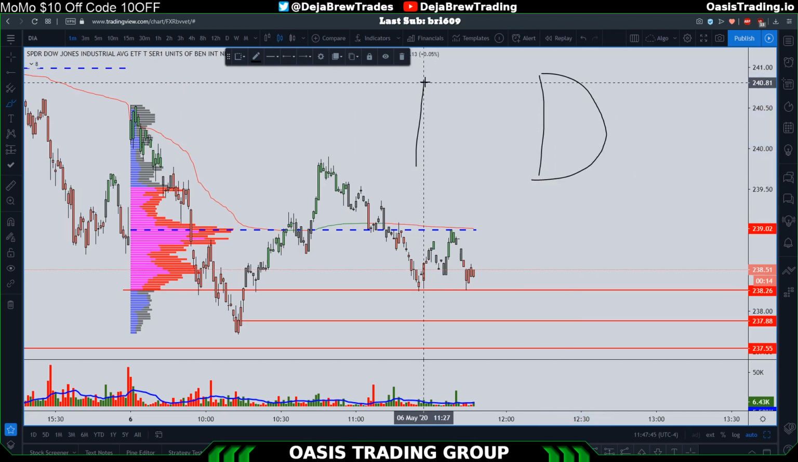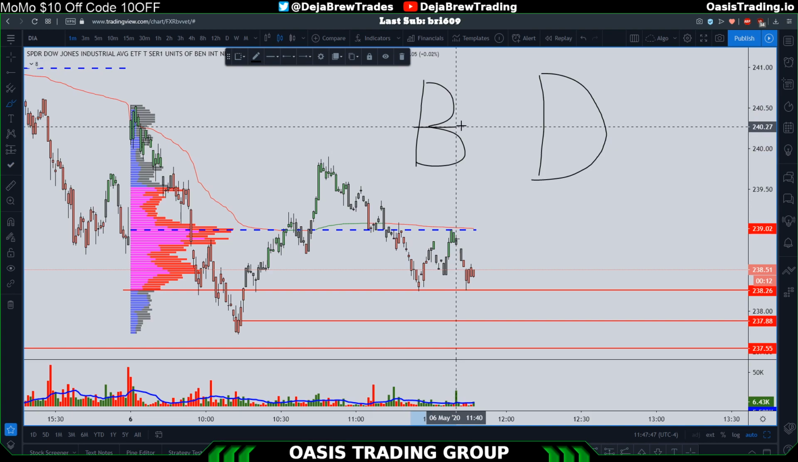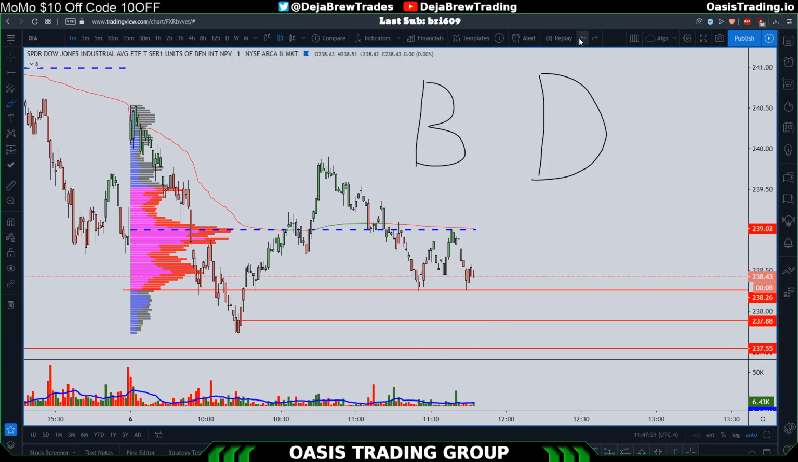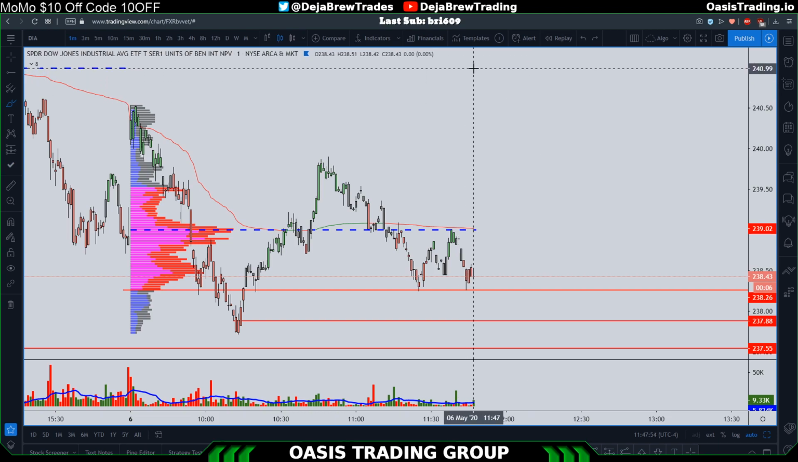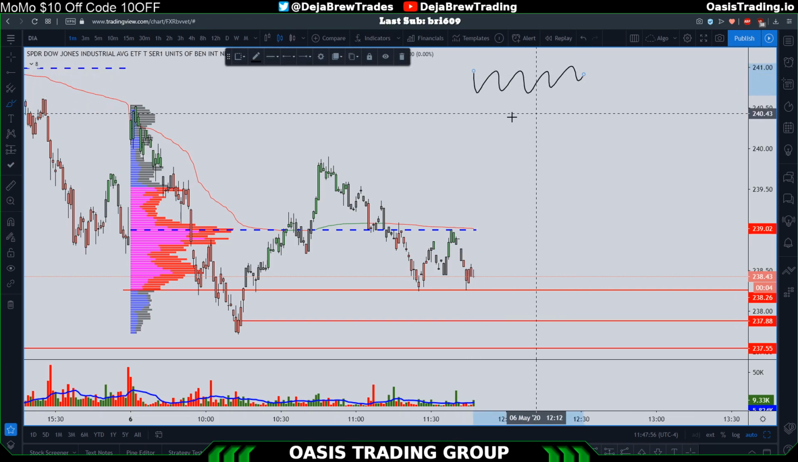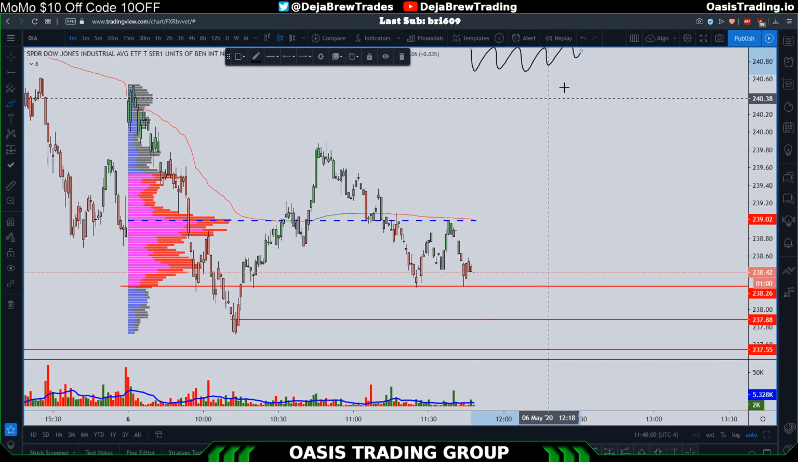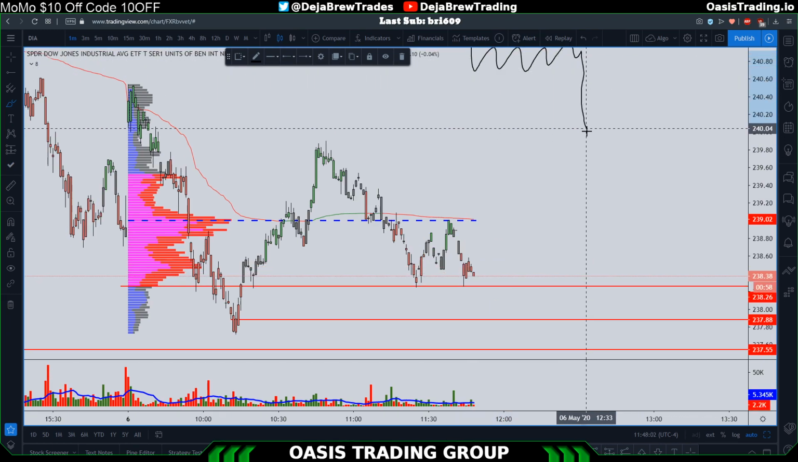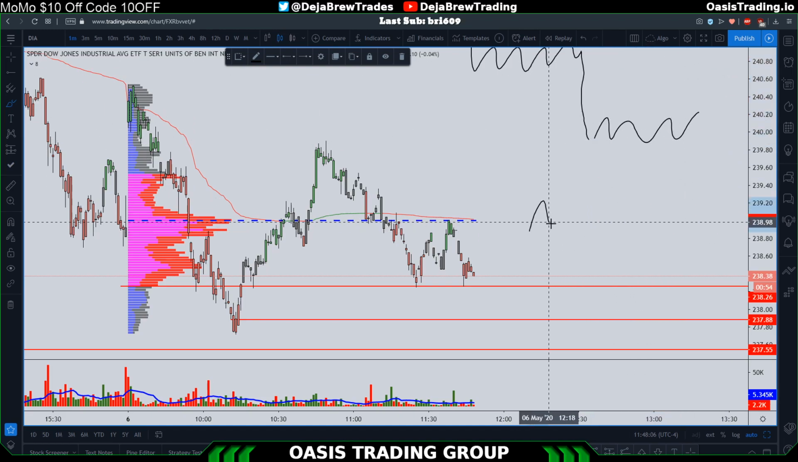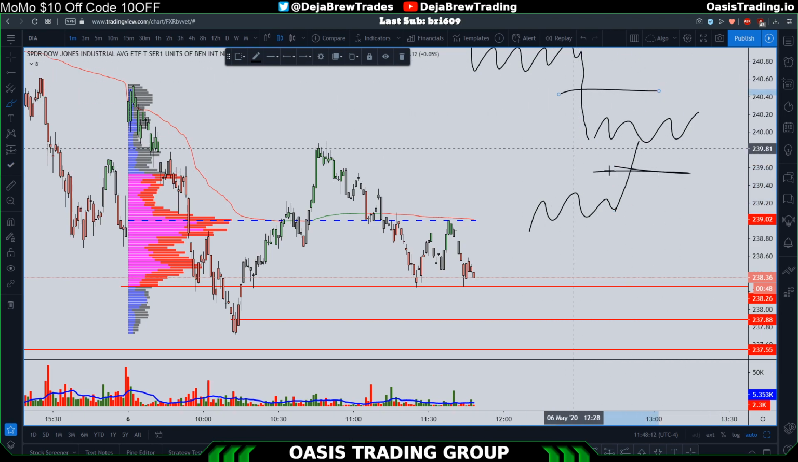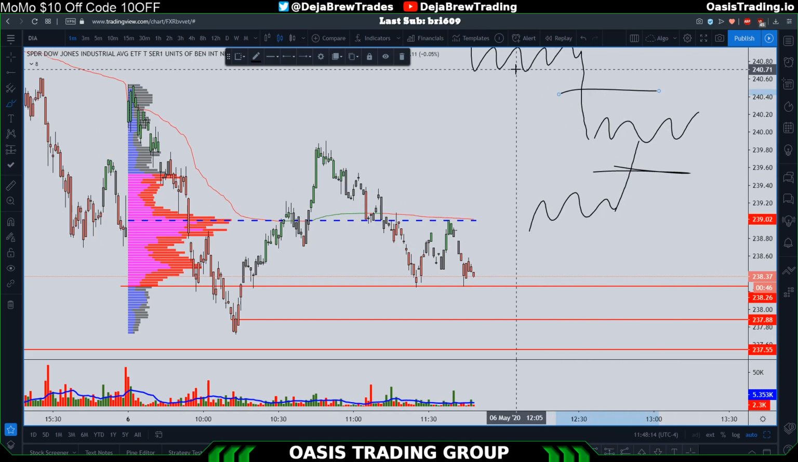For a capital B, you want to see that gap in the middle, and then your POC is going to be on one of your ranges. Capital B typically has a range during the opening of the day, and then you're going to break out or fail into another range, and then you have a gap in between. So this would be a bullish B, this would be a bearish B.